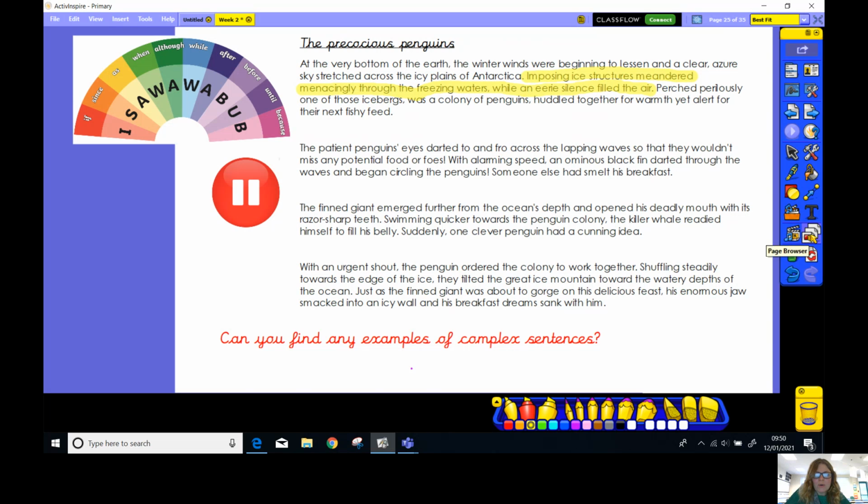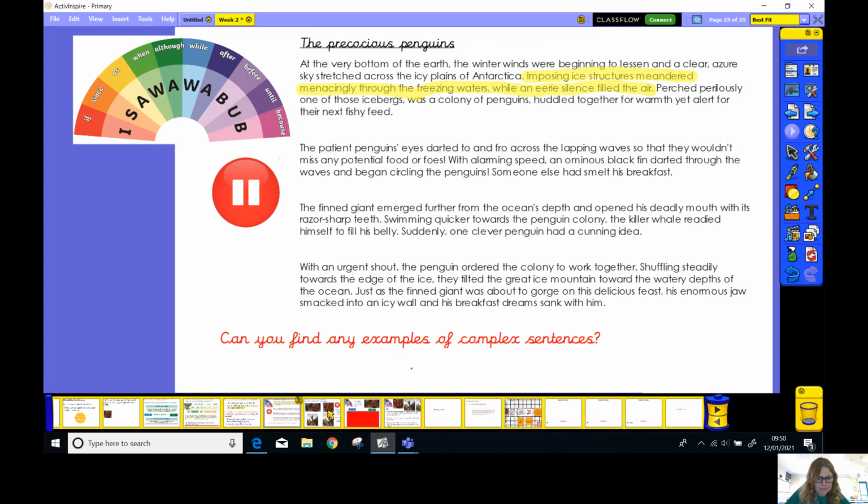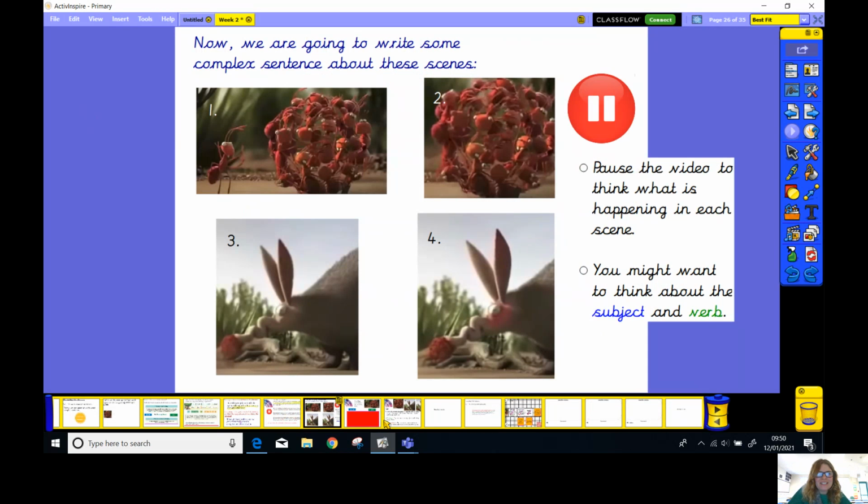Okay, now I'm going to go on to our task today. We're going to be writing some complex sentences about these scenes. What I'd like you to do, perhaps with your grown-up or a friend that you could phone, is talk about what's happening in these pictures. These are stills from the animation. Think carefully about what the subject is in each scene and what the subject is doing. Talk it through and see how many sentences you can come up with just talking about it. So pause the video and do that now.